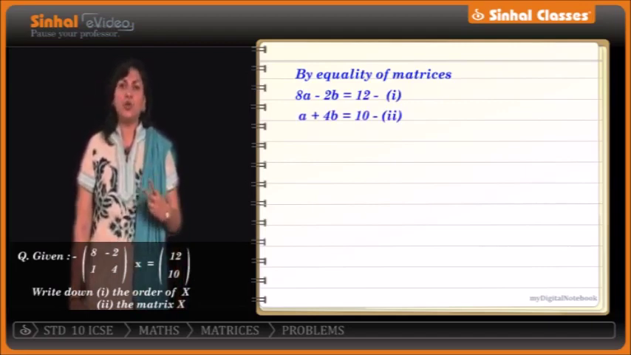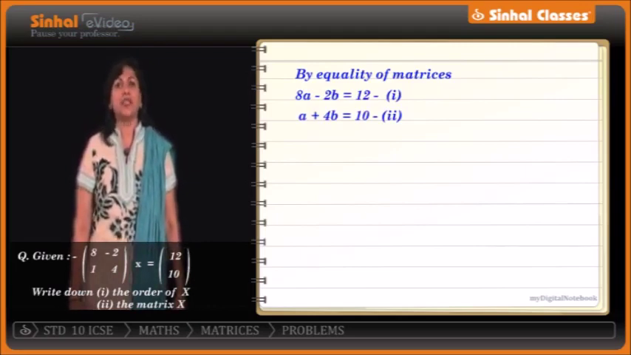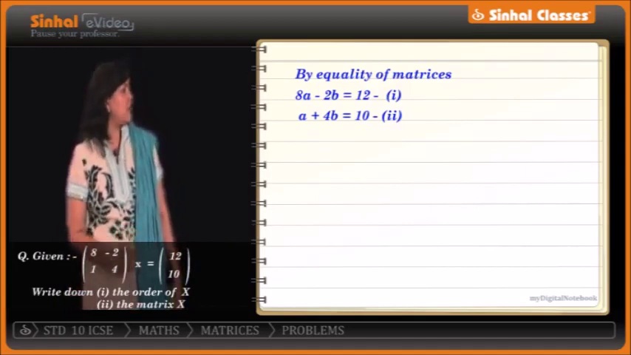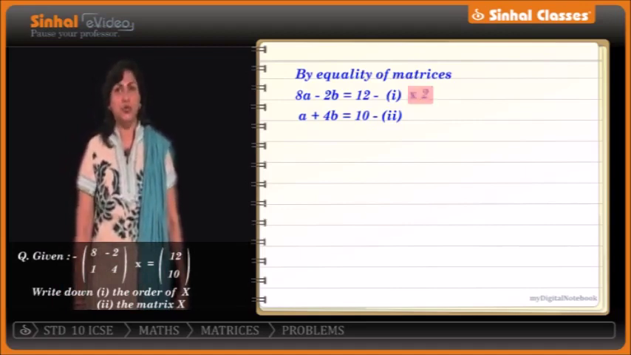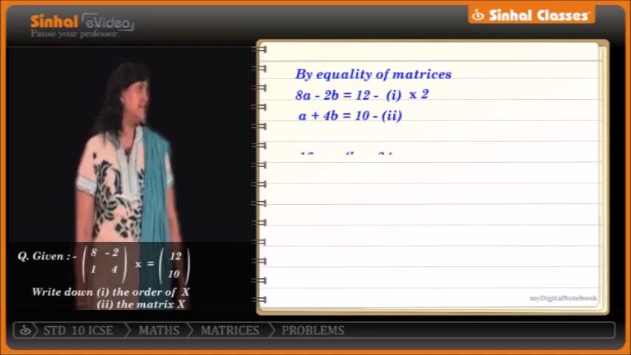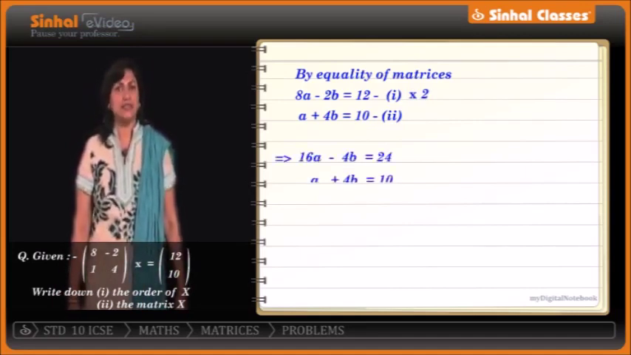Now we have two equations with two unknowns A and B. Now we need to solve them simultaneously. You have learned already in the lower classes how to solve simultaneous equations. Now to solve this, we multiply the first equation by 2. We get 16a minus 4b is equal to 24. Second equation as it is.